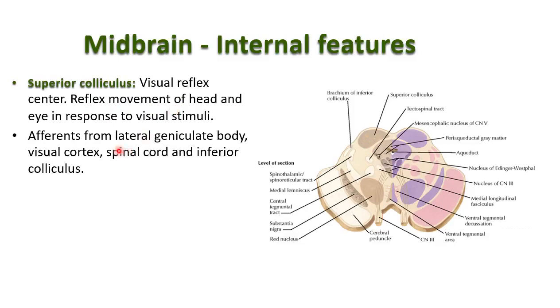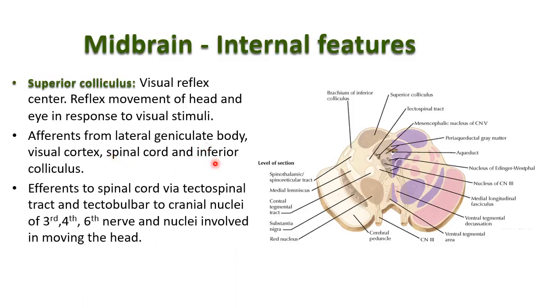So afferents, as I told you, come from the lateral geniculate body and from the visual cortex, occipital cortex areas 17 and 18. Then it also receives spinotectal tract fibers from the spinal cord, and also from the inferior colliculus. Efferents go mainly to the spinal cord via the tectospinal tract and also to the cranial nerve nuclei of the third, fourth and sixth nerves, concerned with the extraocular muscles of the eyeball, that is the tectobulbar, and also to lower nuclei responsible for moving the head, in the medulla and the spinal cord.